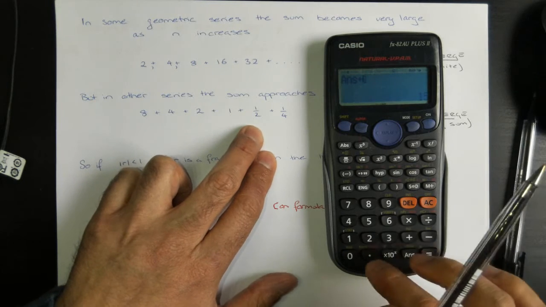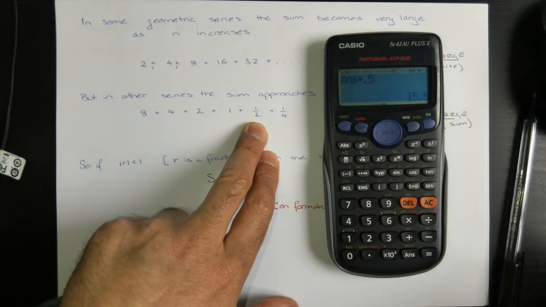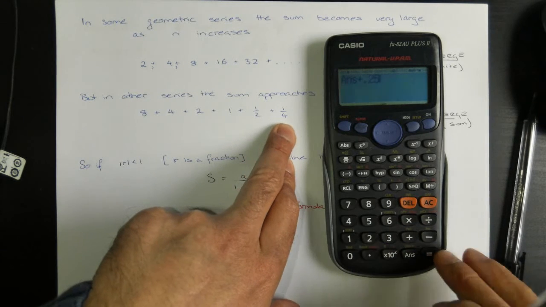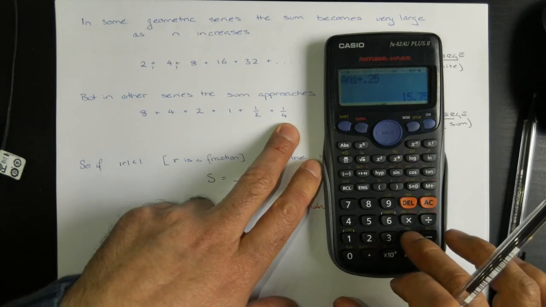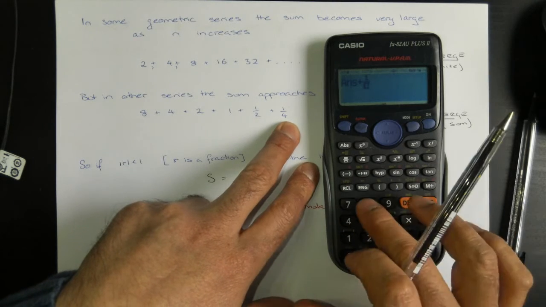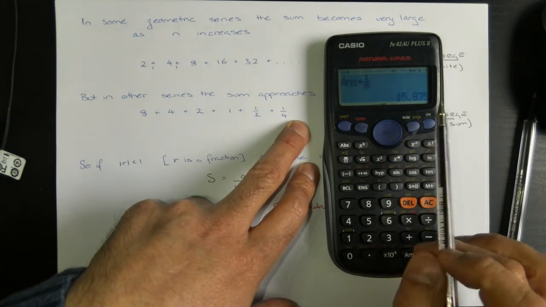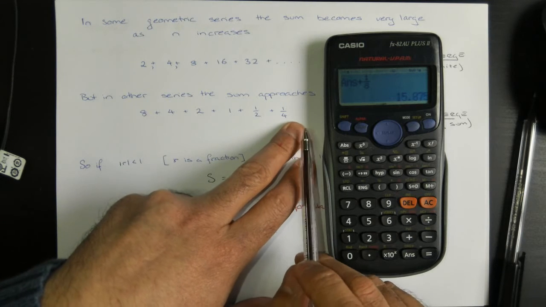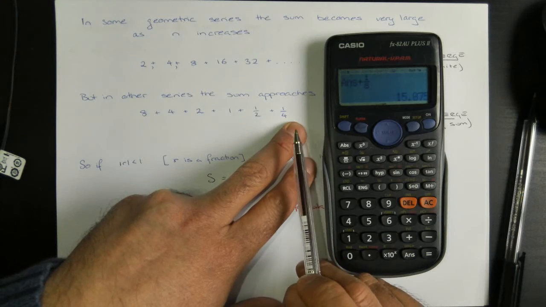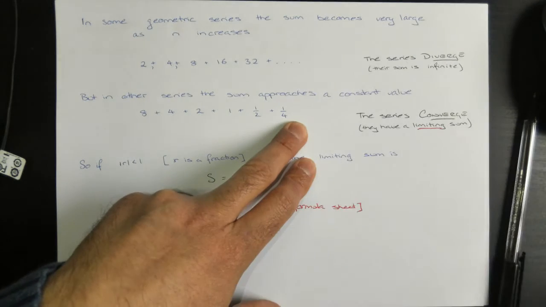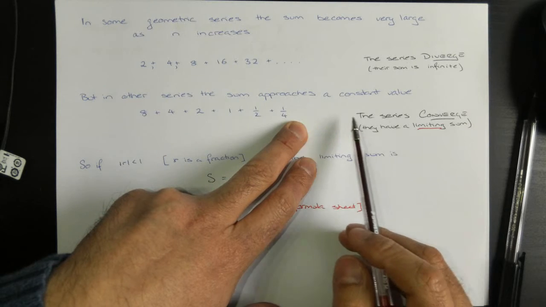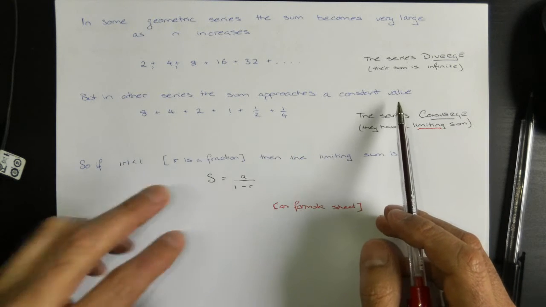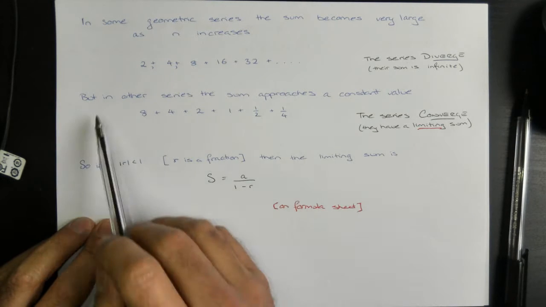Now if I'm going to add a half to that, it's 15.5. Then I'm going to add a quarter, it's 15.75. Then I'm going to add 1/8, right? The increase is so small that eventually I will come to a constant. If I keep adding, I'm approaching a constant, which means the series is converging. It's going to converge to a limiting sum, to a number. So these have a limiting sum.